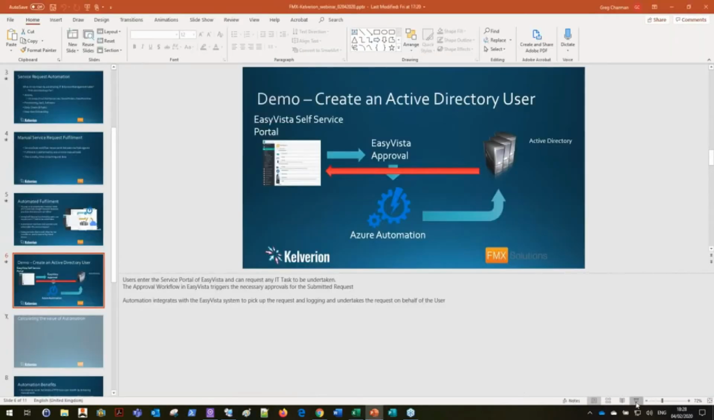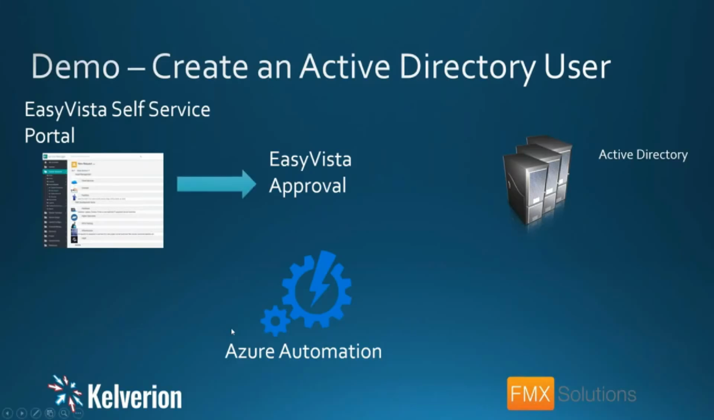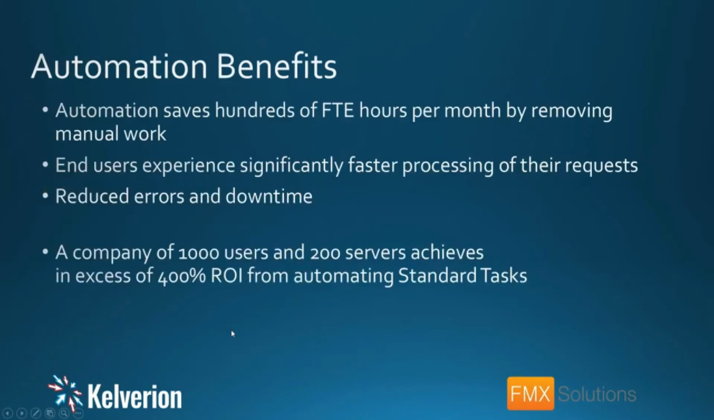So what does that leave us with? Well, the benefits of automation, as you've shown with the ROI, automation can save you hundreds of full-time equivalent hours per month by removing that manual work, which frees your people up to work on things that actually drive the business forward, so service improvement and things.